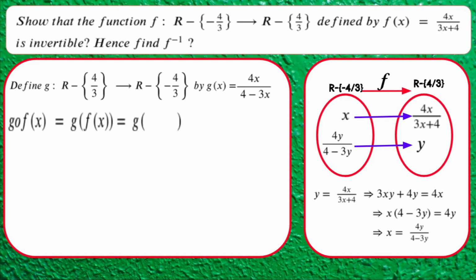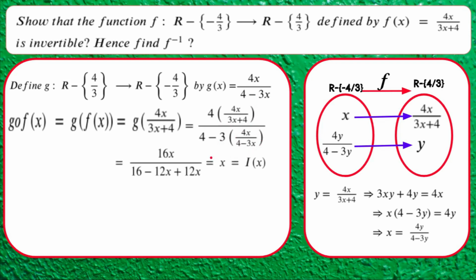g composition f of x equal to g of f of x, that is g of 4x by 3x plus 4. What is g of x? It is 4x by 4 minus 3x. So g of 4x by 3x plus 4 means you replace this x with 4x by 3x plus 4, divided by 4 minus 3 into 4x by 3x plus 4. Simplifying, it is 16x by 16 minus 12x plus 12x, that is 16x by 16, which is x. That is the identity function.